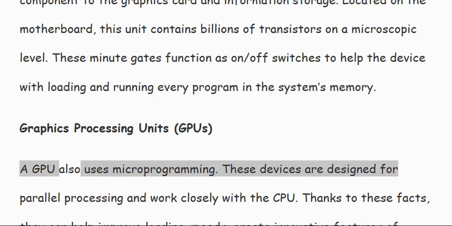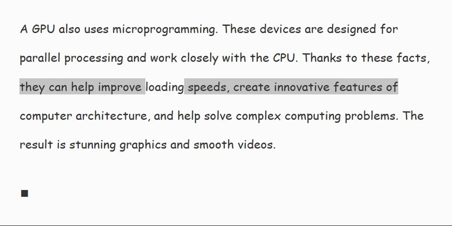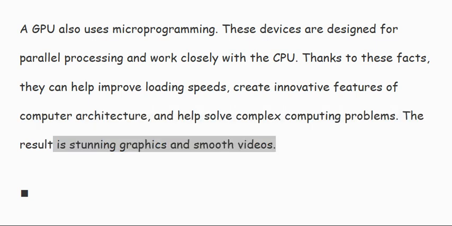Graphics Processing Units, GPUs. A GPU also uses microprogramming. These devices are designed for parallel processing and work closely with the CPU. Thanks to these facts, they can help improve loading speeds, create innovative features of computer architecture, and help solve complex computing problems. The result is stunning graphics and smooth videos.